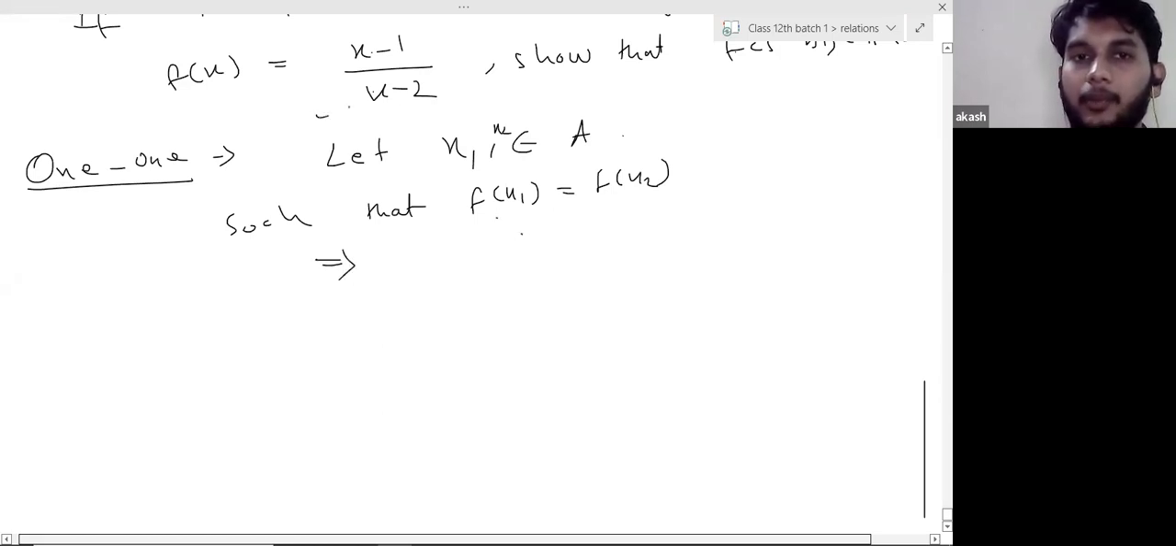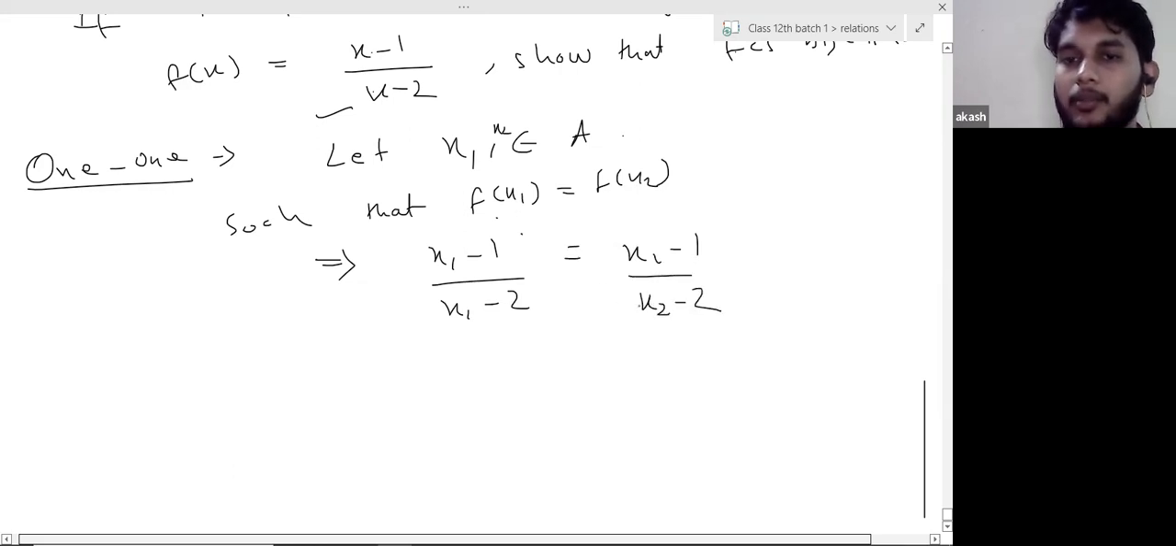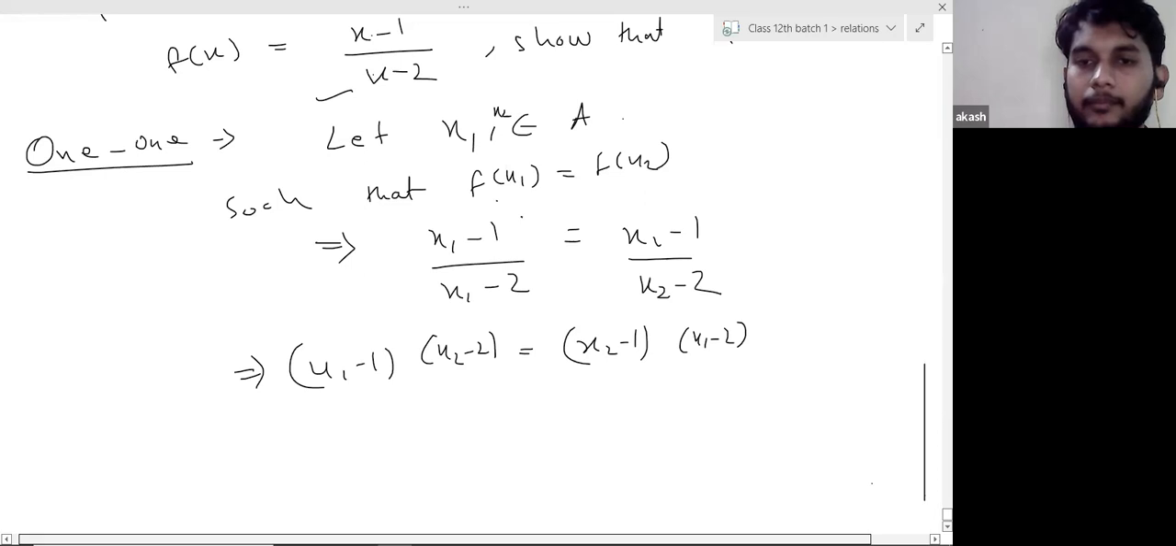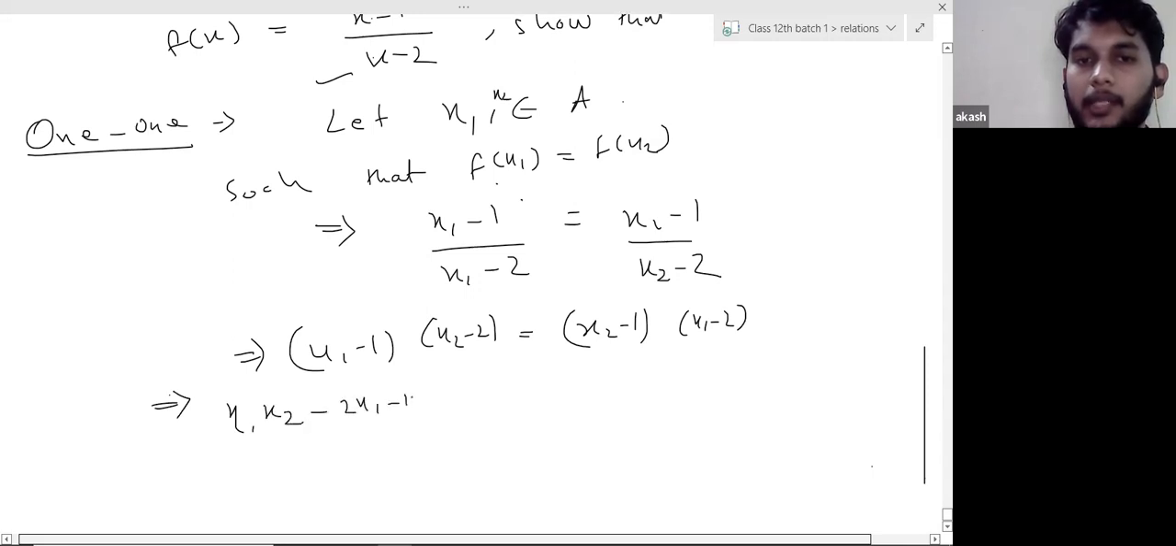This implies, just put the x1 value here: x1 minus 1 upon x1 minus 2 equals x2 minus 1 upon x2 minus 2. Now how can we solve this? Cross multiplying, we get (x1 minus 1)(x2 minus 2) equals (x2 minus 1)(x1 minus 2). So this is x1x2 minus 2x1 minus x2 plus 2 equals x2x1 minus 2x2 minus x1 plus 2. So plus 2 and plus 2 cancel.